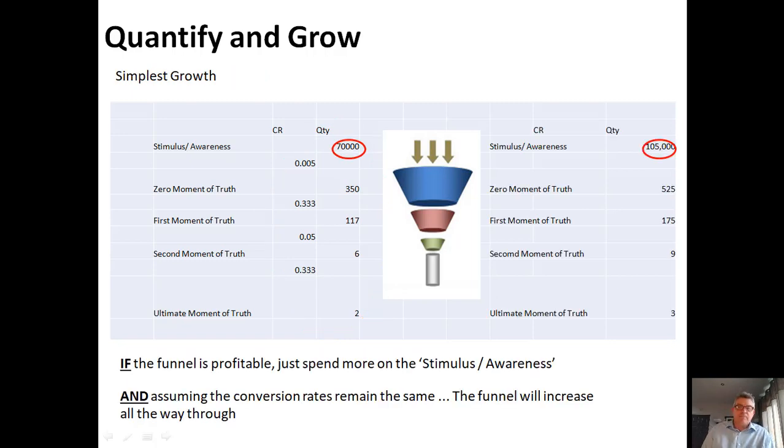So if I want to significantly plan for growth at that stage, if I was to ask you what's the quickest way to do that, you'd probably say: if I want to increase my sales from 6 in that second moment of truth to 9 in that second moment of truth, then as long as everything else stays the same, if I increase my emails on my list, or my stimulus awareness, from 70,000 to 105,000, then as long as everything stays the same all the way through, what you get is an increase. You've increased the quantity at the top by 50%, so you increase the quantity at the bottom by 50%. So when you have proved a model and it works, if you want short-term growth, the quickest way is just to spend more money on the stimulus and awareness phase.